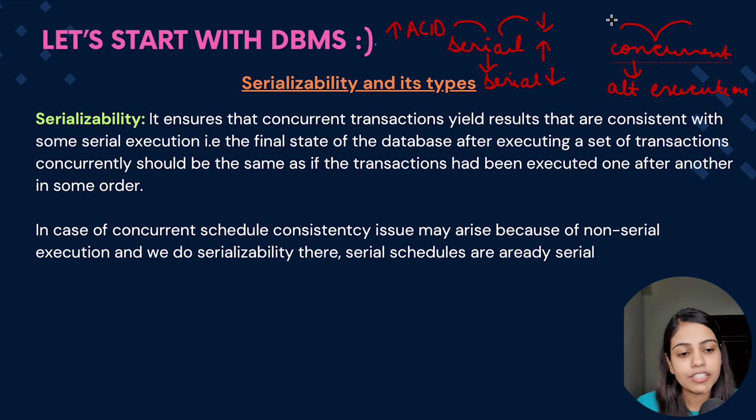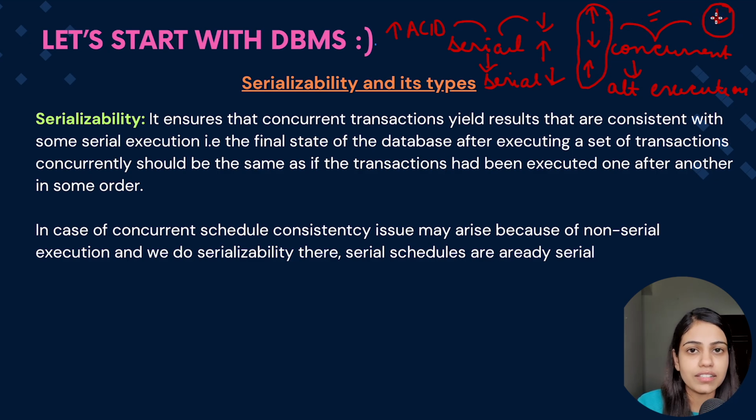Now in concurrent schedule, the advantage was the throughput was very high, like the number of transactions completing per unit time. The wait time was very low, the resource utilization was very high, but the consistency was low, or the consistency wasn't maintained. So because of multiple advantages, we use concurrent schedule everywhere. But there was one disadvantage, that was consistency. So it was not following the ACID properties.